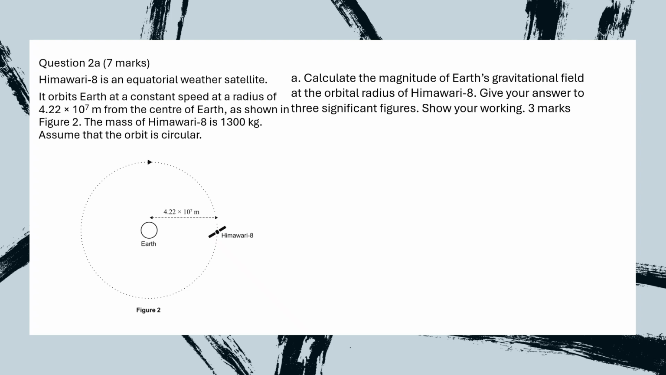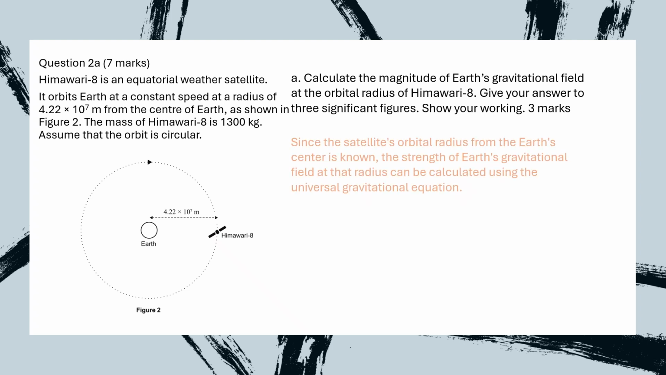Since the satellite's orbital radius from the Earth's center is known, the strength of Earth's gravitational field at that radius can be calculated using the universal gravitational equation.